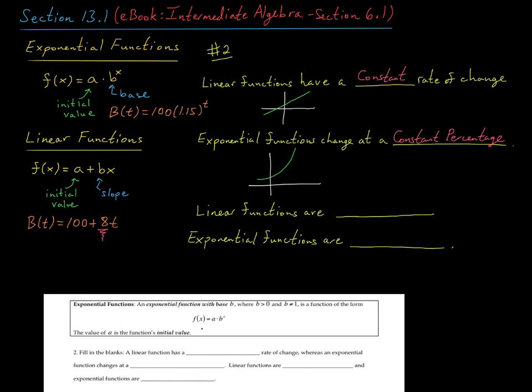The last two parts here, it says linear functions are blank and exponential functions are blank. Well, what I'm getting at there is that for a linear function, we're just repeatedly adding some amount. So there in 1a, I was just adding $8 repeatedly month to month. So in that sense, these linear functions are additive, whereas exponential functions are what? Well, there we were repeatedly multiplying by some fixed amount. In that case, in 1b, we were multiplying by 1.15 repeatedly. So these things are multiplicative.